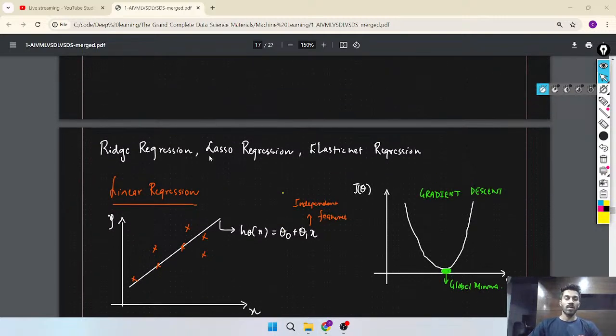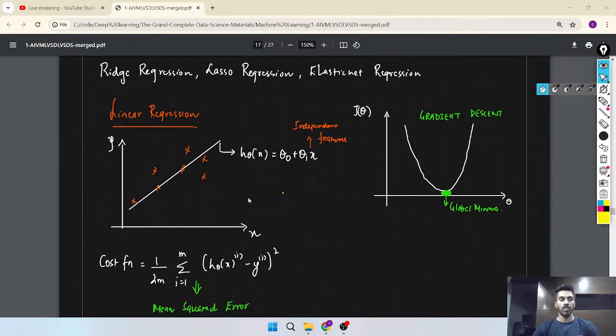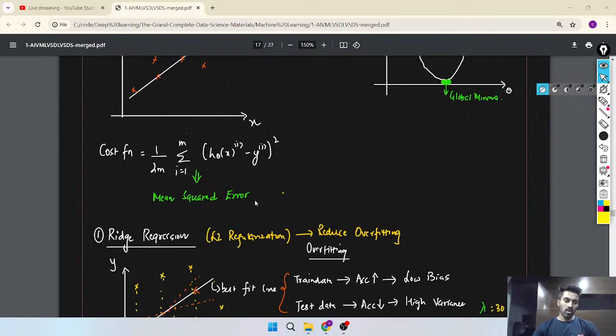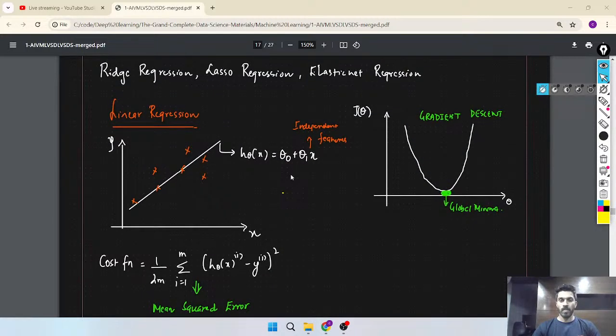Now continue our discussion on ridge regression, lasso regression and elastic net regression. So this is our gradient descent function, which we already know, and this is our global minima, and linear regression looks like this.